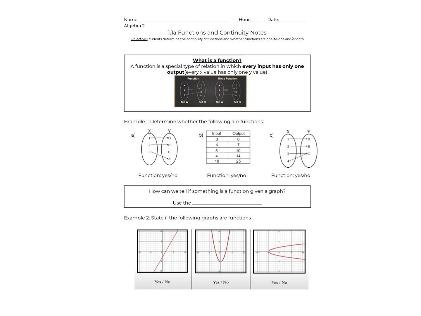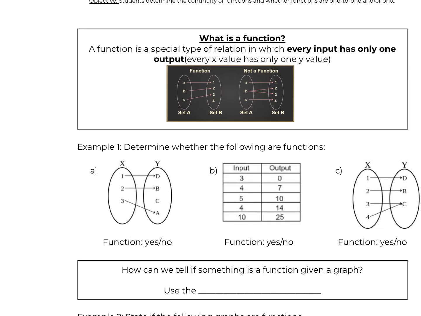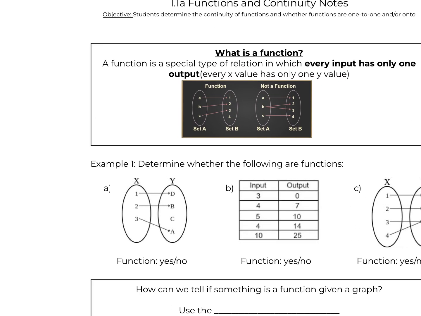That is the most important part. That's why it's in bold there. Every input has only one output. So on this mapping, where we have these bubbles here, set A and set B, we are going to look at set A, make sure that every unit in set A has only one arrow coming from it.